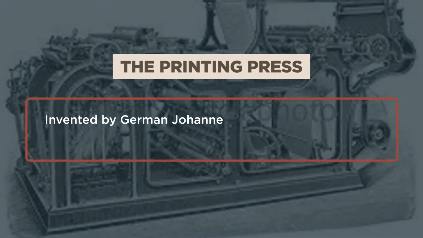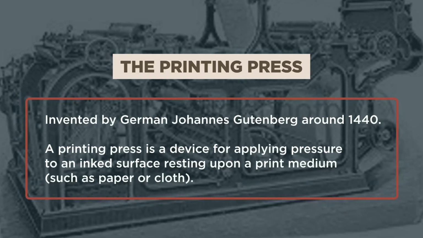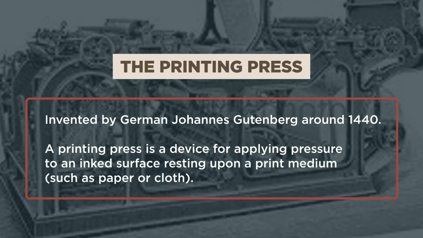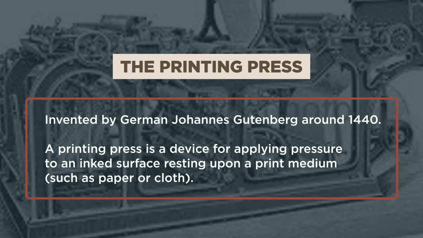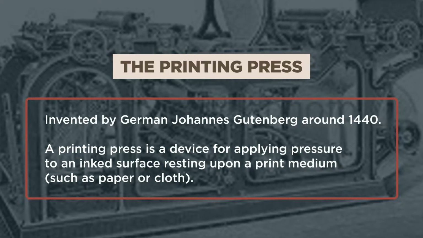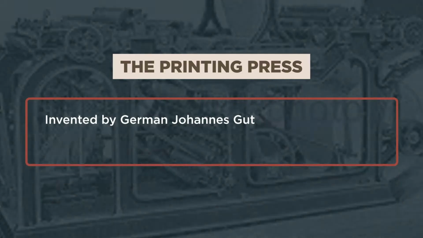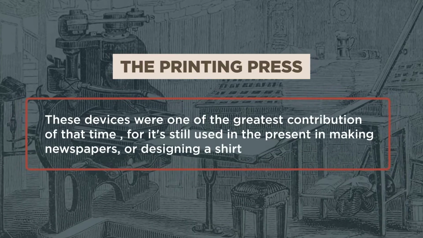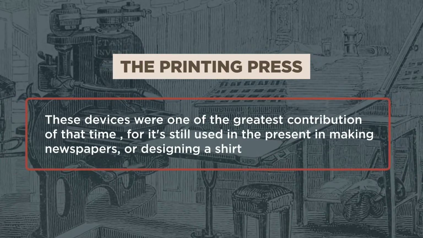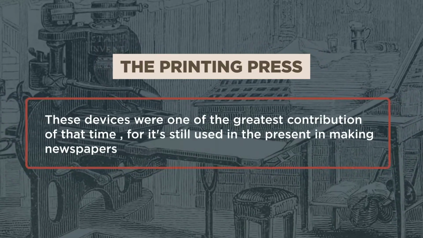and many more. The printing press was invented by the German goldsmith called Johannes Gutenberg around 1440. It is a device that applies pressure to an ink surface resting upon the print medium, such as paper or cloth. This device is one of the greatest contributions at the time, for it is still used in the present in making a newspaper or designing a shirt.